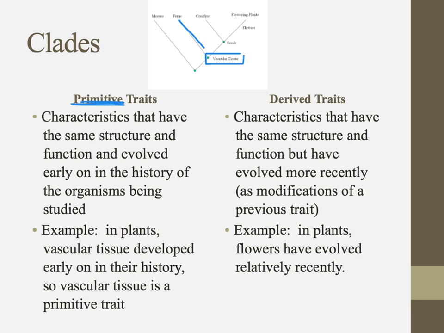So every organism that branches off in this cladogram after the appearance of vascular tissue is vascular. So all these guys have vascular tissue. That is a primitive trait. Only the mosses, the bryophytes, don't. Derived traits are things that have the same structure and function, but they evolved a lot more recently. So for example, flowers only evolved very recently in the evolutionary history of plants, and so those are going to affect a much smaller group of organisms.